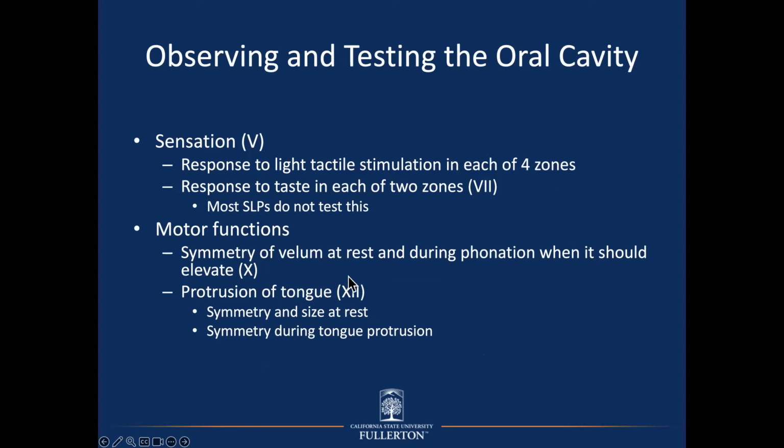Now all I have to do is look at the velum. I'm going to look at the velum at rest, and I'm going to look at the velum during phonation, and I'm looking for degree of elevation overall and for asymmetries. And I'm going to look at the protrusion of the tongue. First of all, I'm going to look at the tongue at rest, because I want to see if there's atrophy or fasciculations. And then I'm going to look at tongue protrusion, and what am I examining? 12. All right.